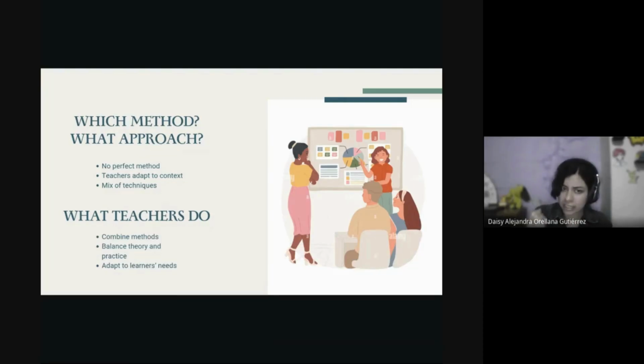So what do teachers do? In practice, teachers are flexible. We have to balance theory and practice. So we have to decide what works best for our students.